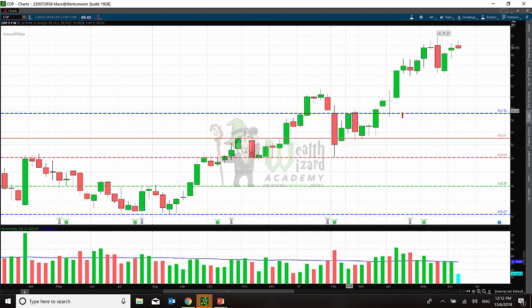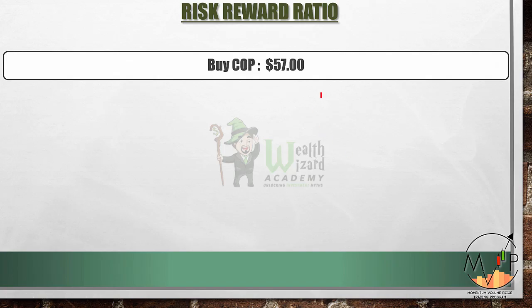If you did not buy it over here, you could have also bought it when you had a doji over here, then you had a confirmation over here as well. So $57 is the price level we're going to buy, assuming.